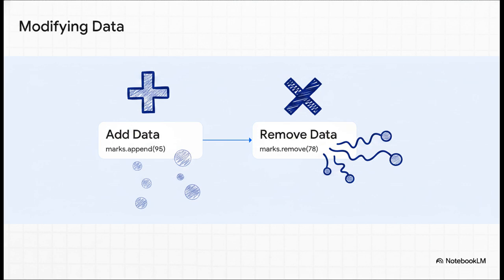This builds beautifully into modifying your lists. Let's look at step 1. We use marks.append(95) to automatically drop a brand new value right at the end of our dataset.